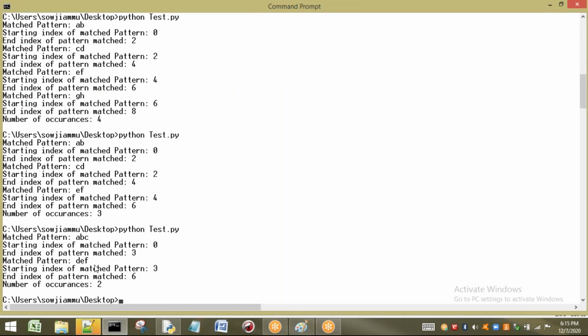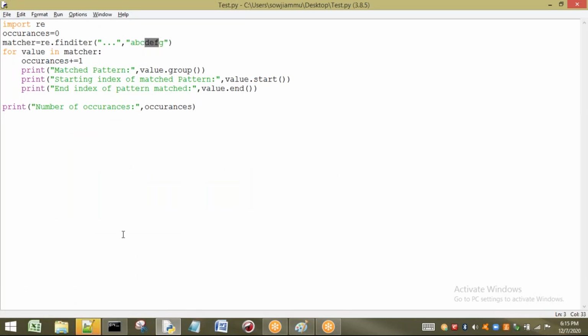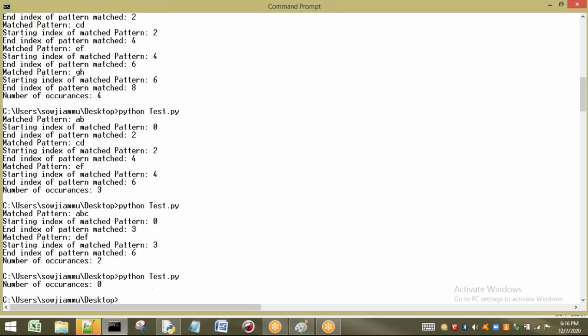Next, total elements are how many? 1, 2, 3, 4, 5, 6, 7. So I will take 8 dots here. How many occurrences are there? How many 8-character combinations are there? There are none, because there are only 7 characters at minimum. So we will get output 0 occurrences. So here a single dot indicates any single character match.